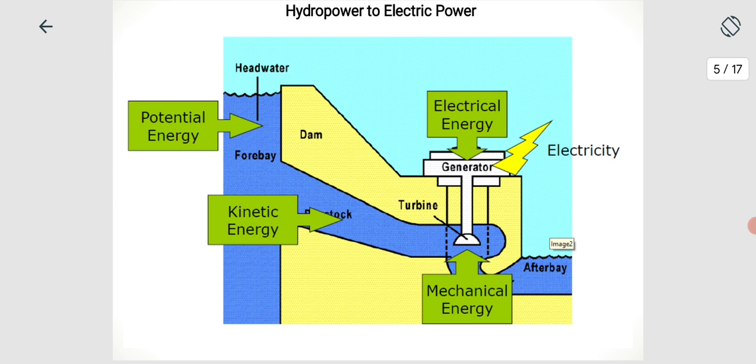Now another is the structure of the hydropower to electric power. So this is the head of water. This is the potential energy. So the stored water is the potential energy. That water will be moved to kinetic energy. So that kinetic energy is applied to the turbine. So the turbine will rotate, the kinetic energy will be converted into mechanical energy, and mechanical energy will be converted into electrical energy, so as to generate the electric power.